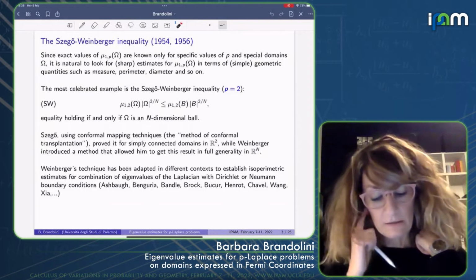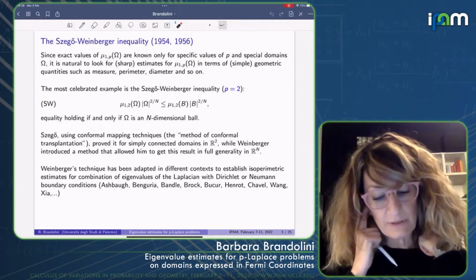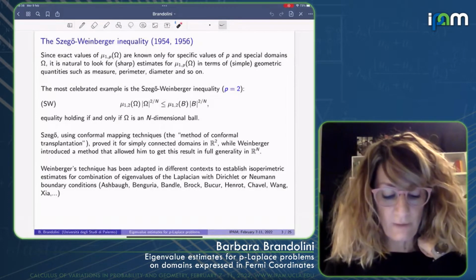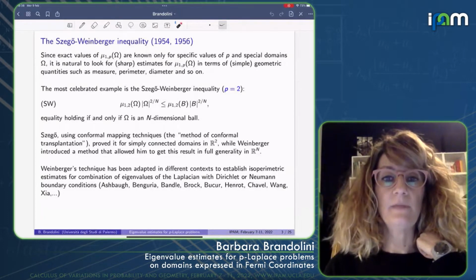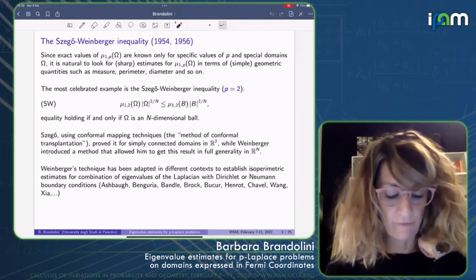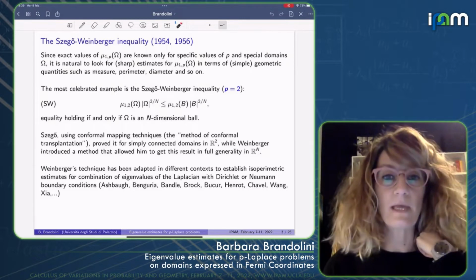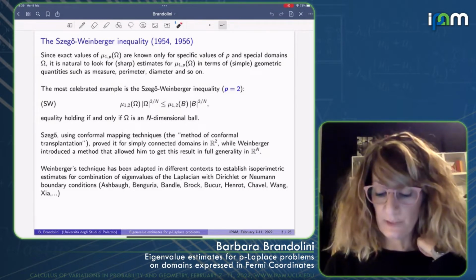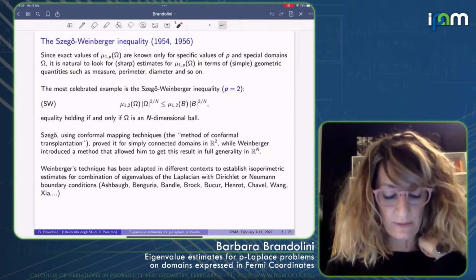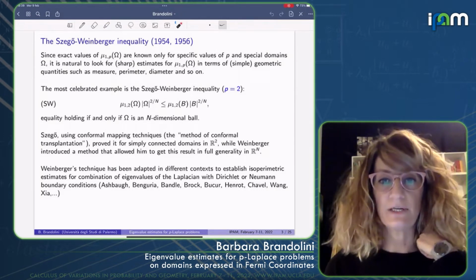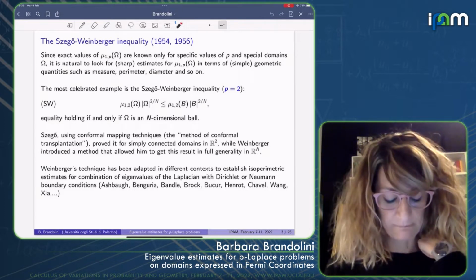This inequality was proved first by Szegő in 1954 using conformal mapping techniques, a method that nowadays is called the method of conformal transplantation, and its validity was proved for simply connected domains in R^2. Two years later, Weinberger introduced a completely different method that allowed him to get this result in full generality in R^n without any restriction on the geometry of omega.